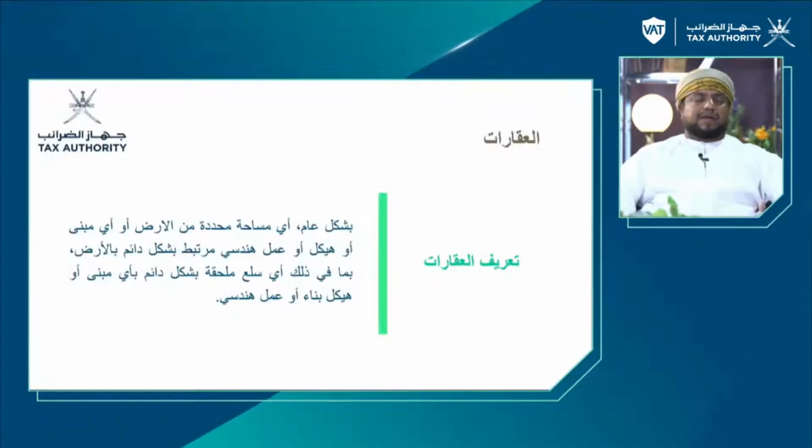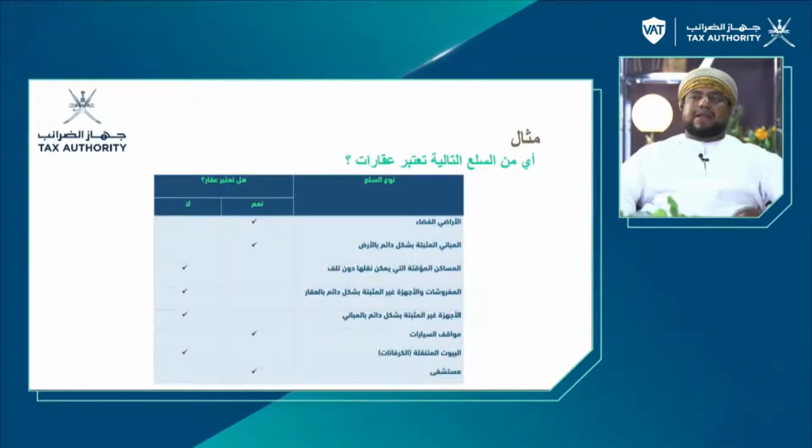First, we will start with definitions, defining the properties. A property in general is any identified space of the plot or structure or building or engineering construction which is continuously linked with the plot. This includes attached goods which are permanently linked with the construction. So this is a general definition of properties.